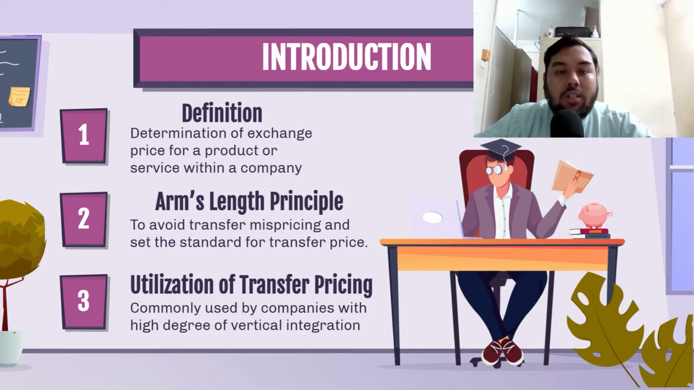When the transfer pricing is used, there will be an issue of mispricing. So that is the function of the arm's length principles, to avoid mispricings as well as to set the standards for transfer price. The last part in the introduction is the utilizations of transfer pricing, which is commonly used by companies or corporations with the highest degree of vertical integration, which means that they engage in a number of different value creating activities in their value chain.